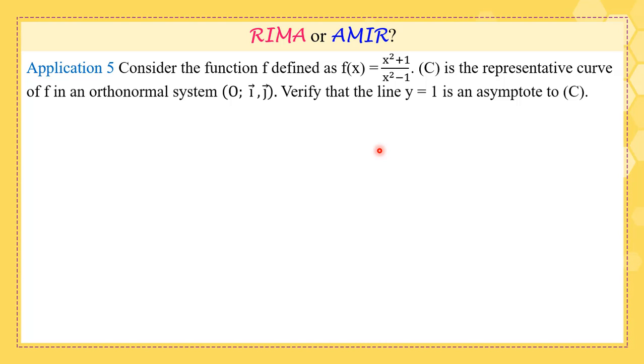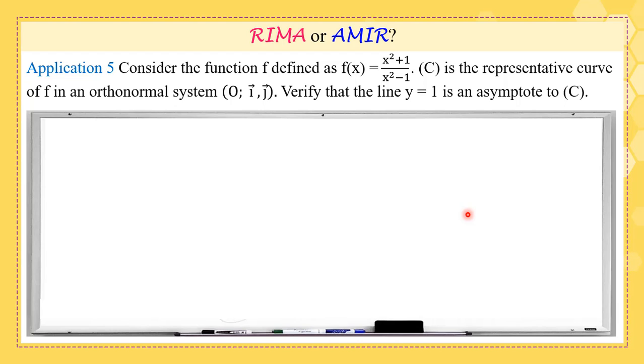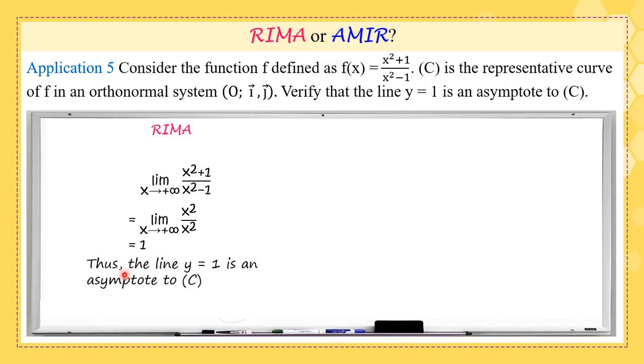Now Rima or Amir, let's see. We have a function f whose representative curve is c, and we need to verify that the line y equals 1 is an asymptote to c. Now let's see. Rima, the limit of the function as x tends to positive infinity is the limit of x squared over x squared, which is 1. Therefore, the line y equals 1 is an asymptote to C.